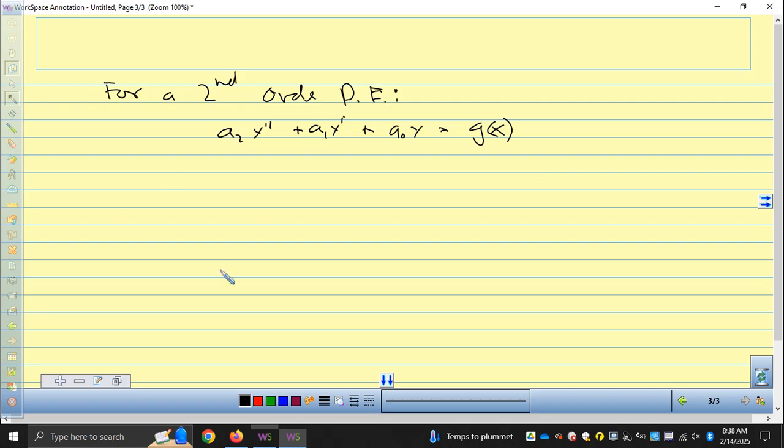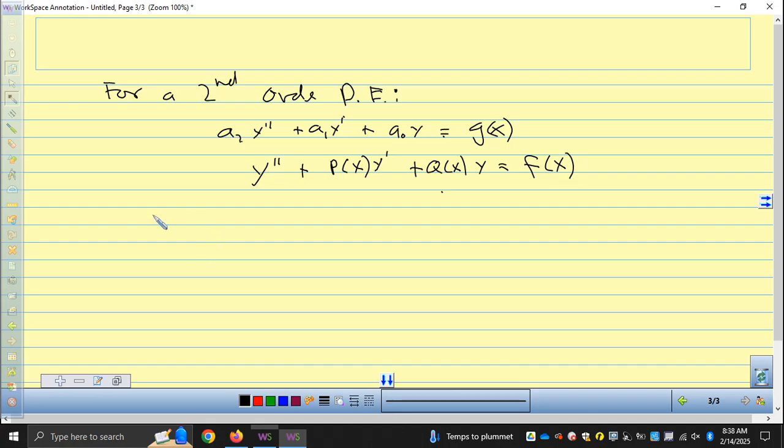Our first step, and this is important for this method, is to divide by a sub 2 to get this in standard form. So we get y double prime plus p of x y prime plus q of x y equals f of x, where p of x is a1 over a sub 2, q of x is a0 over a sub 2, and f of x is g of x over a sub 2. So we want to start in standard form.